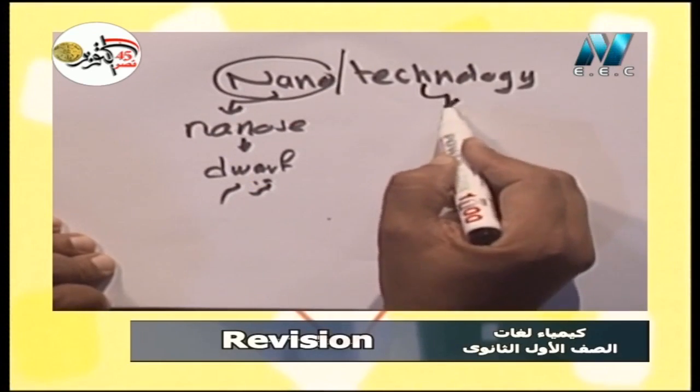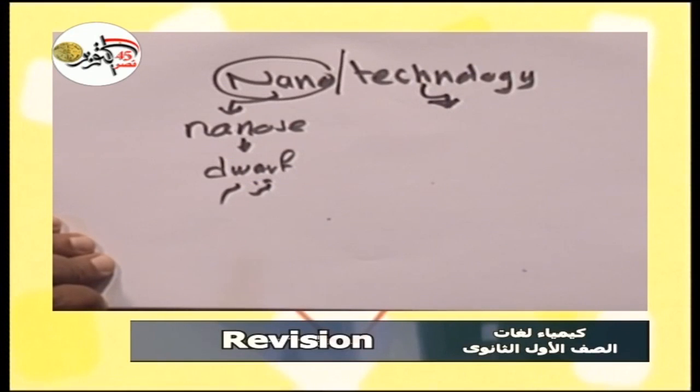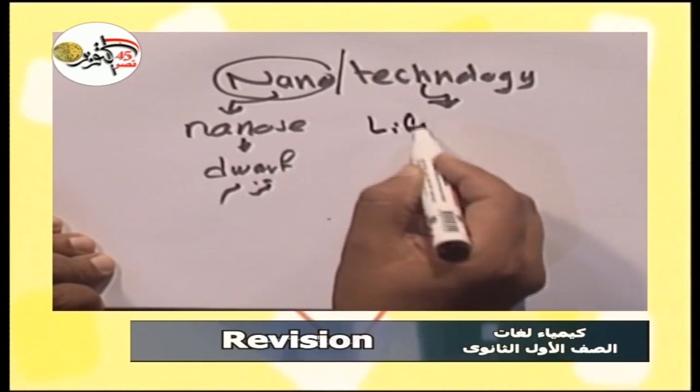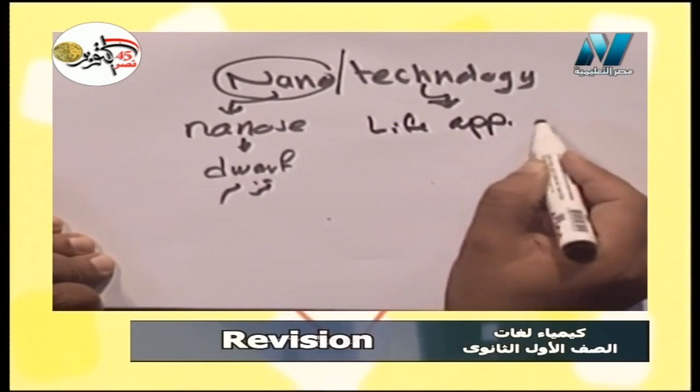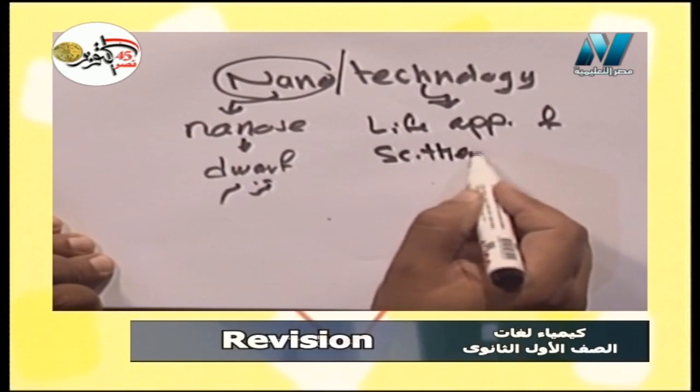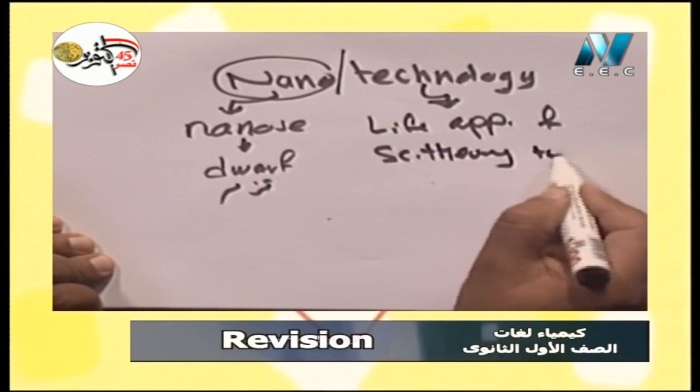Technology, what do we mean by technology? Sometimes you ask someone, what do you mean by technology? And he answers, mobile, satellite. Technology means the life application of the scientific theory to be an apparatus.